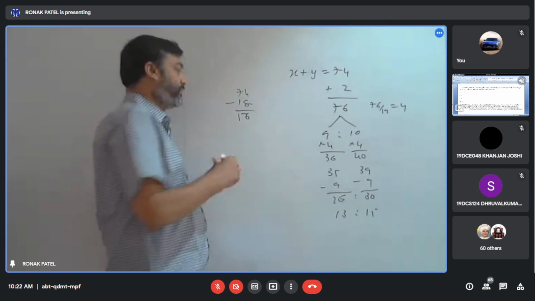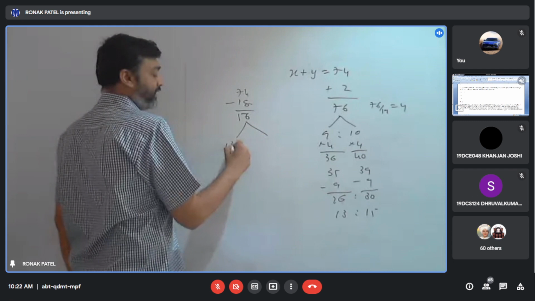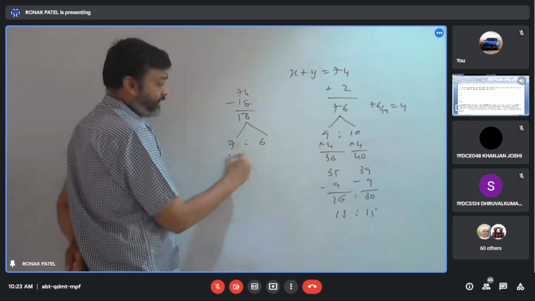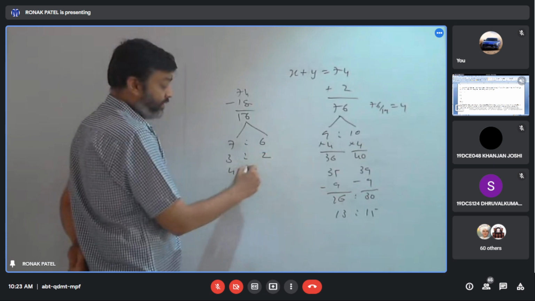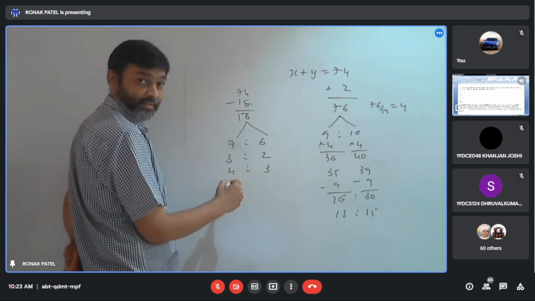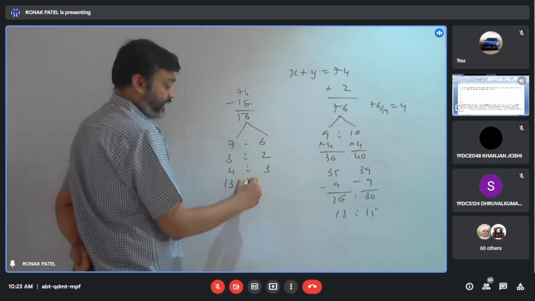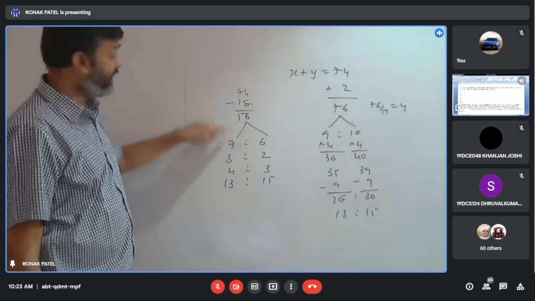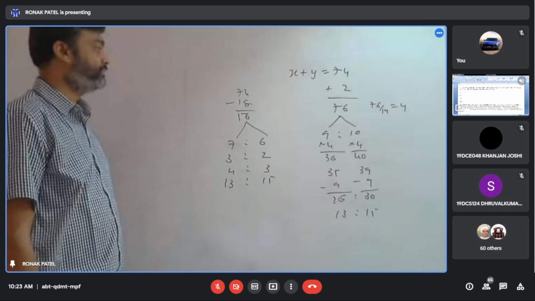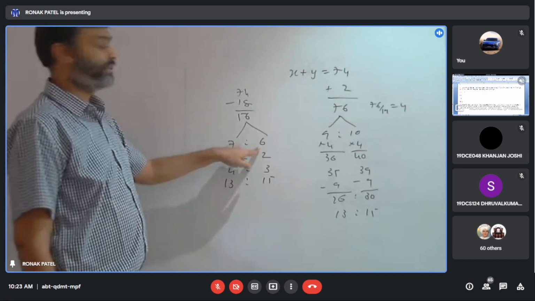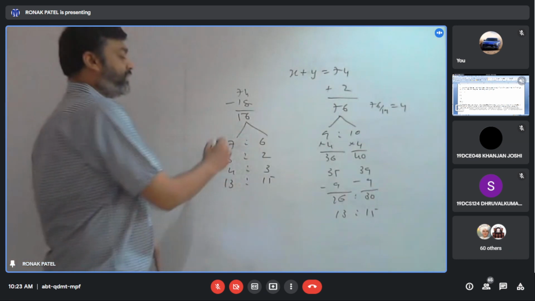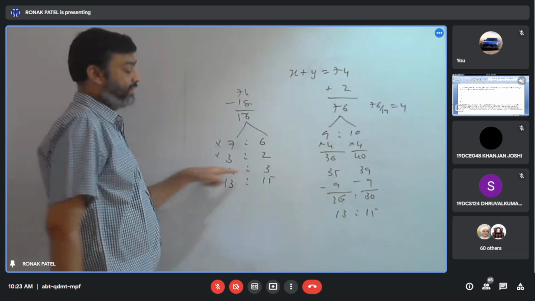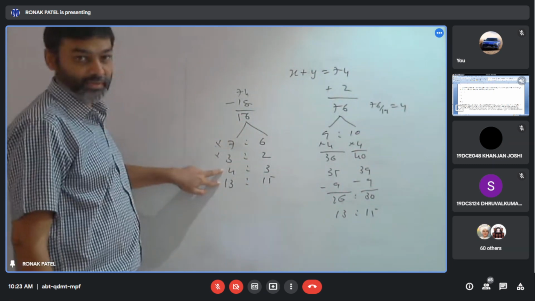Which option divides 56? That you have to think. The options are 7 is to 6, then 3 is to 2, then 4 is to 3, and then the next one is also there. Like 7 and 6, that makes 13. So 56 by 13 is not possible. 3 plus 2, 5, not possible. This is possible. So there are two options possible.